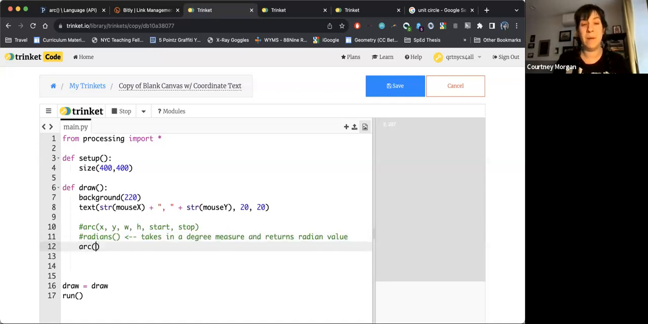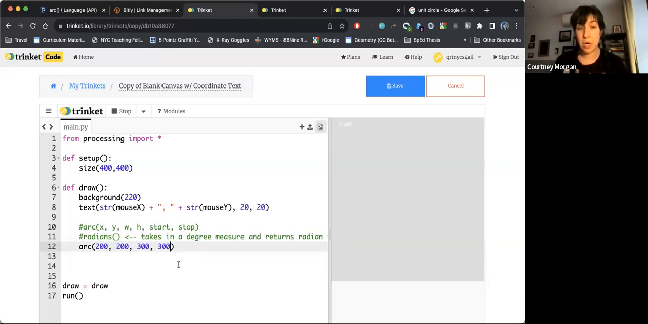So I'm going to start out by making an arc, and I'm going to start just like the first ever ellipse I made. It's going to be in the exact center of my screen, and I'm going to make this pretty large. So I think I'm going to make the width and height both 300, so it's a perfect circle. Now, when we think about the start and stop, both of these are going to use the radians function to turn one of my degree measures into a radian value.